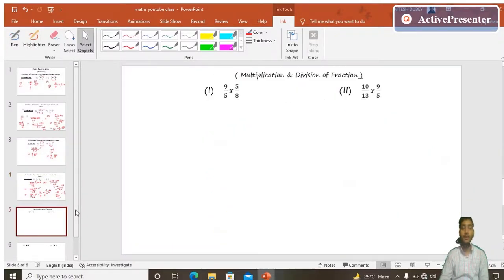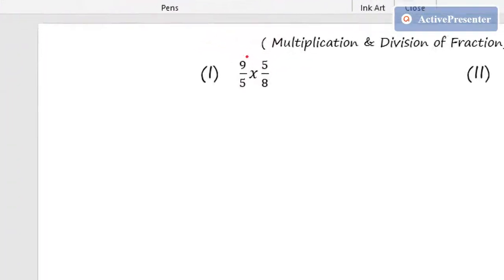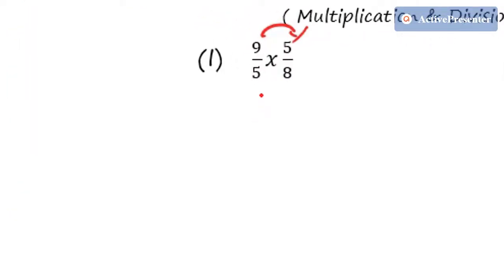Now multiplication and division of fractions. We will learn about the multiplication and division of fractions in this video. So when you are multiplying fractions, what will you do? Just multiply the numerator with the numerator and the denominator with the denominator, and check whether the fraction can be simplified or not.